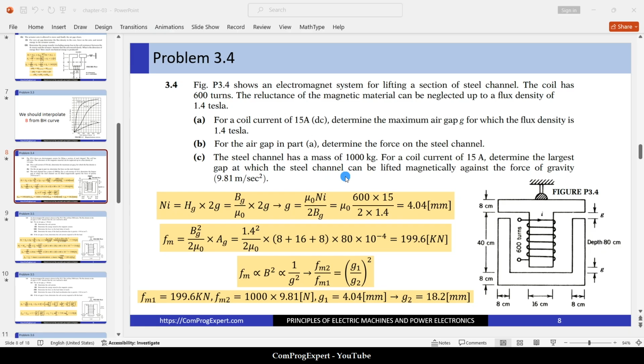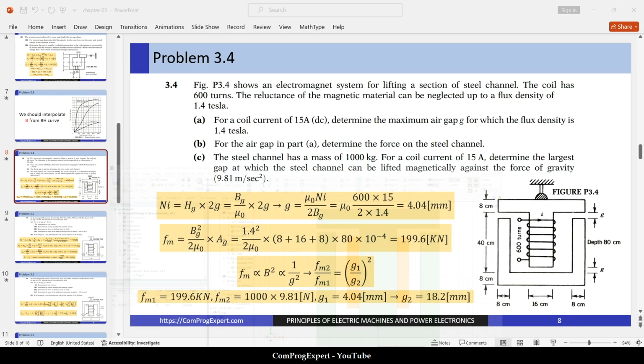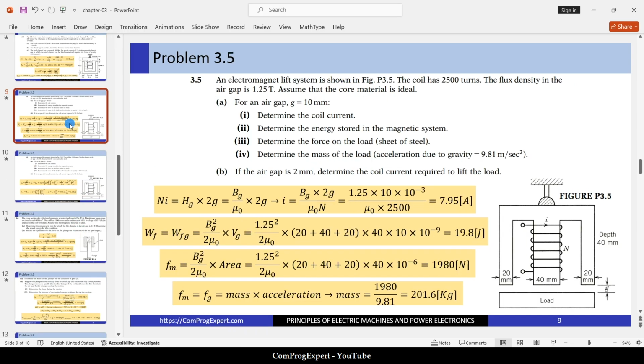Okay, good. So you can redo the calculations, generate the ANSYS Maxwell model, and try this problem. Let's go for the next problem.